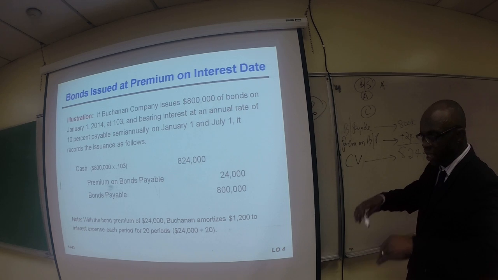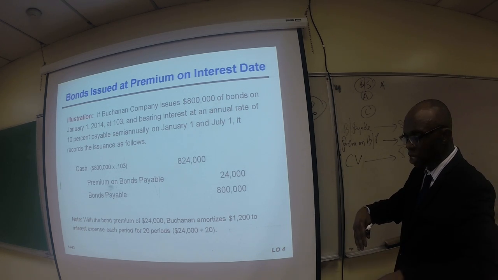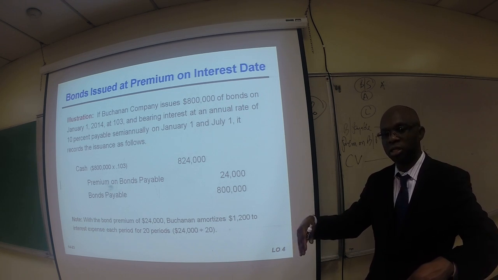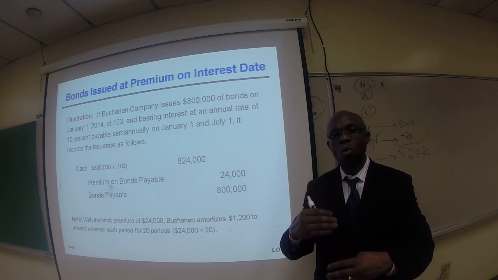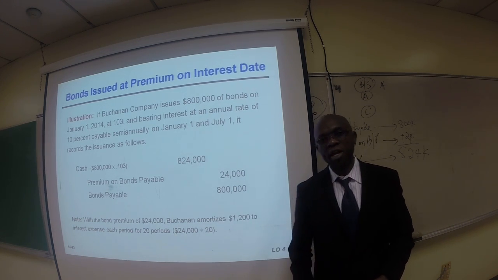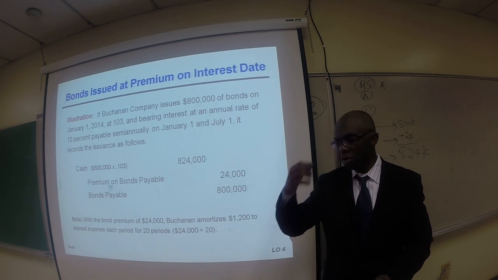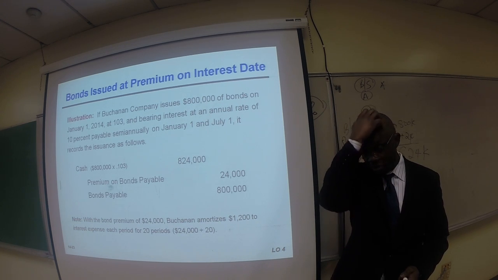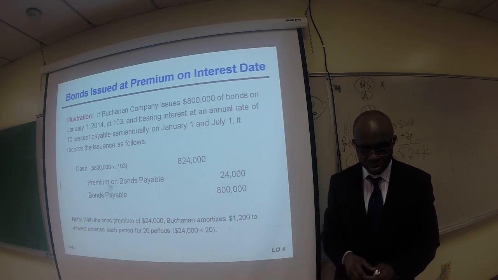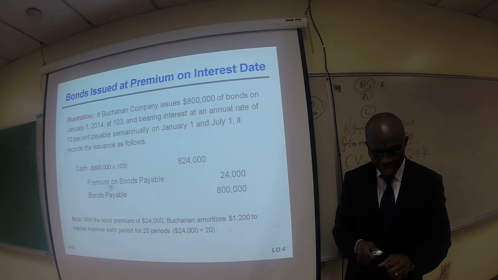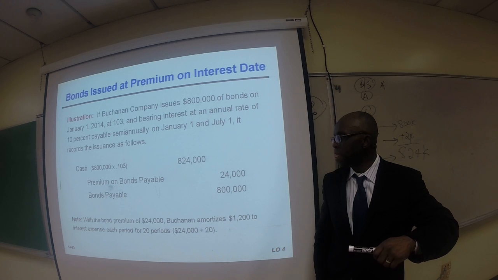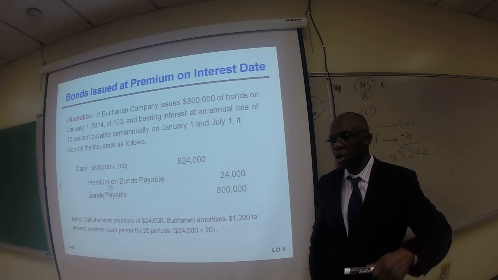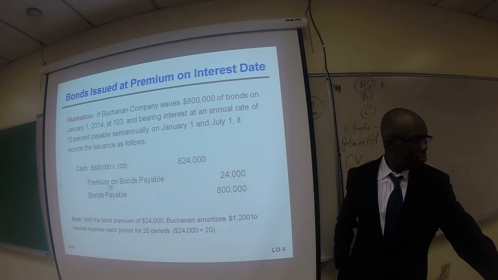and here we have 824,000. So on day one, we receive 824,000. We are obligated to the bondholder for 824,000, because if both parties were to change their mind on day one, of course we have to return 824,000. But at the end of the life of the bond, we'll be paying only 800,000, because we would have paid the bondholder a higher interest rate over the life of the bond.